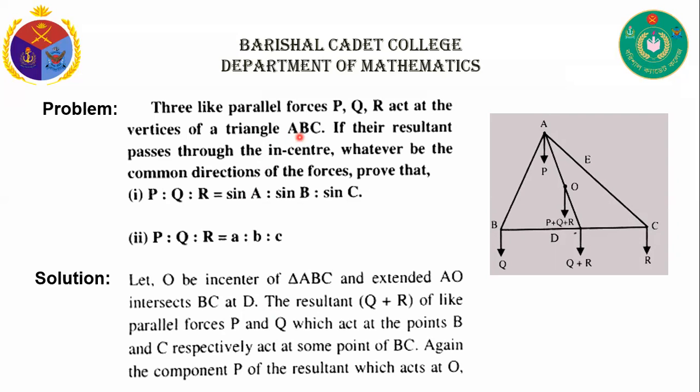So boys, now here a triangle is ABC, with forces P acting at point A, Q at point B and R at point C. And here O is the incenter, so acting along O is P plus Q plus R. First, for forces Q and R, these are parallel forces, so our resultant will pass through the point D. At point D the resultant of the two forces Q and R is Q plus R.